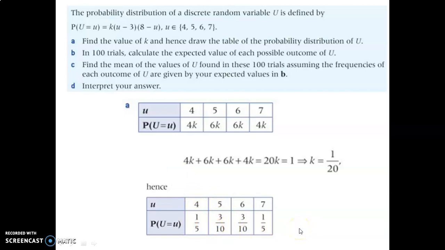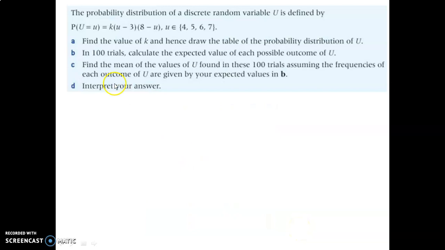Okay, try question B. For B, if you run 100 trials, or if you run this experiment 100 times, what's the expected value? And I'll let you know that expected value basically means what do you expect to happen? What's the outcome you expect to happen for each possible outcome? So you know the probability now of a 4 happening, or a 5 happening, or a 6 happening. So now if you ran an experiment 100 times, how many of those 100 would be a 4, how many would be a 5, and so on.